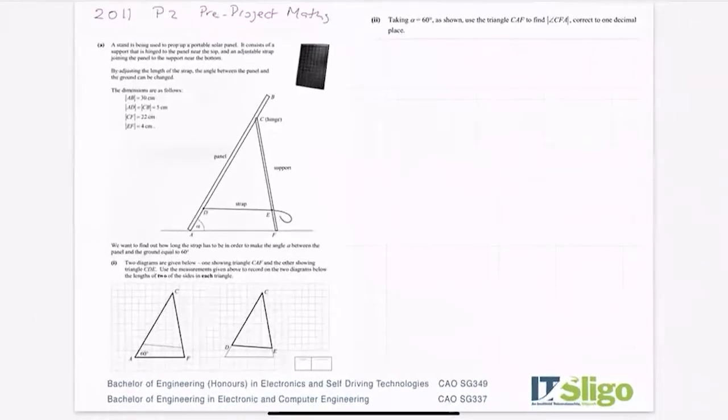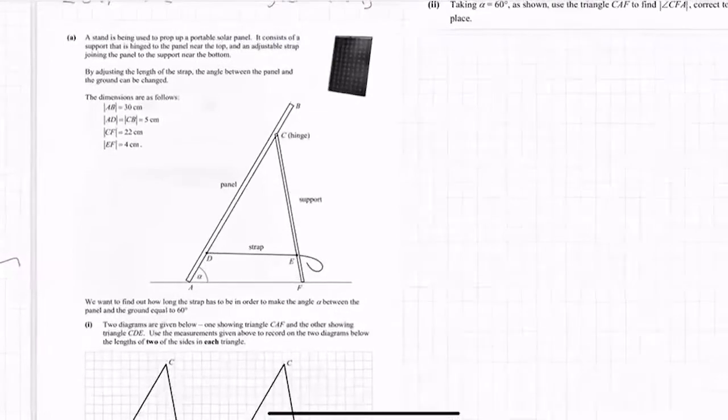Let's have a look at this one. So this is a hard enough question in my opinion. It was the 2011 question and it was pre-project maths, so you won't see this one in your exam papers. It's kind of an older question. Not sure if it was the actual 2011 paper or a sample paper. Okay, so let me zoom in and just have a read.